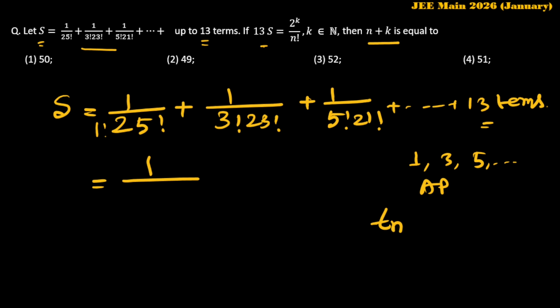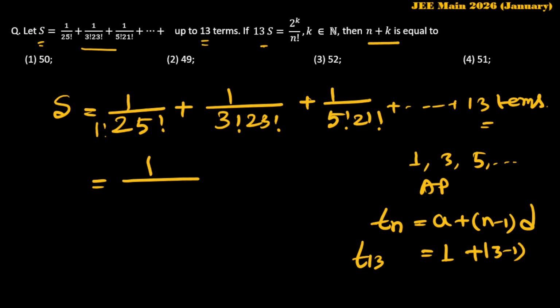Suppose Tn is the nth term. For an AP series, Tn is equal to A plus (n minus 1) into D, where A is the first term and D is the common difference. Therefore A is 1 and we need T13. So 13 minus 1, and D is 2, since it increases 1, then 3, then 5. So 1 plus 12 into 2, it is 24 plus 1, which is 25.